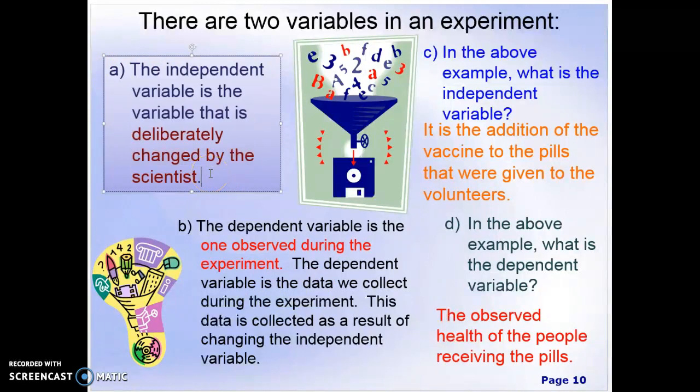So the independent variable is something we change on purpose. We know we're going to change it ahead of time. I'm going to drop the ball from 1 meter, from 1.5 to 2 meters, and I'm going to see how it changes. The dependent variable is what we're trying to solve for.